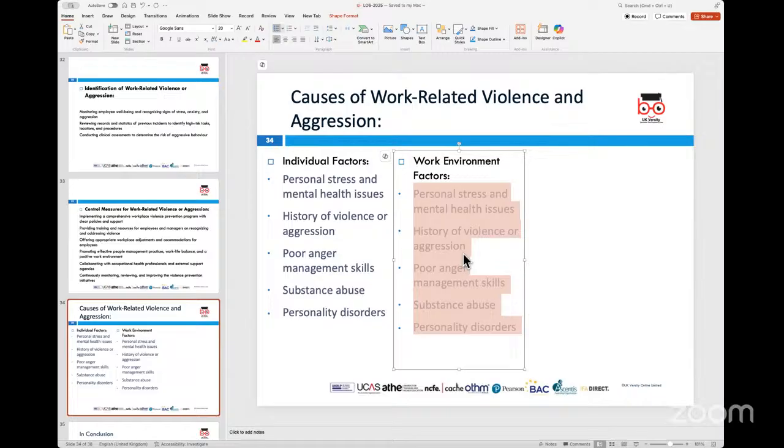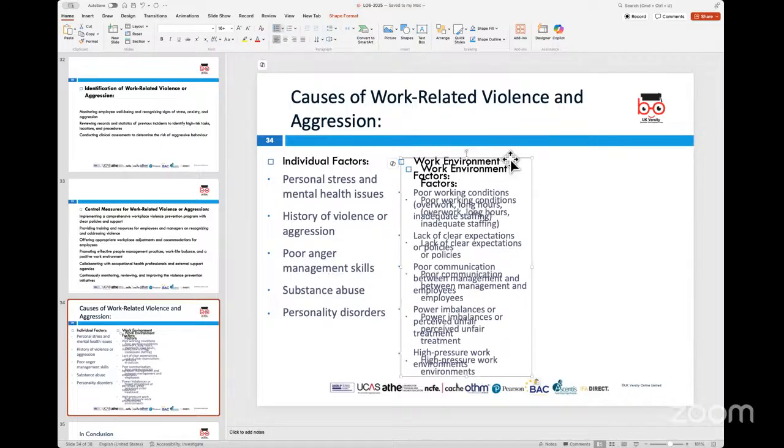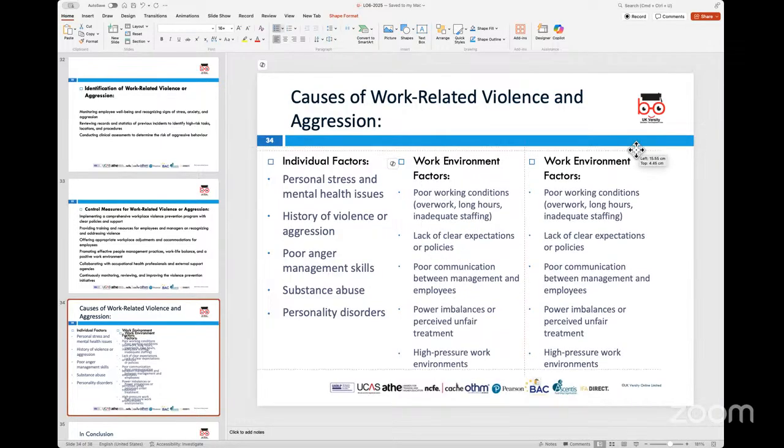And in some cases, it could be because of high work pressure environments. That means you're expected to deliver. You're expected to complete the work, or there are commitments and deadlines which are set aggressively, which are required to be completed. And in such cases, these factors would essentially cause you to tilt towards violence and aggression.